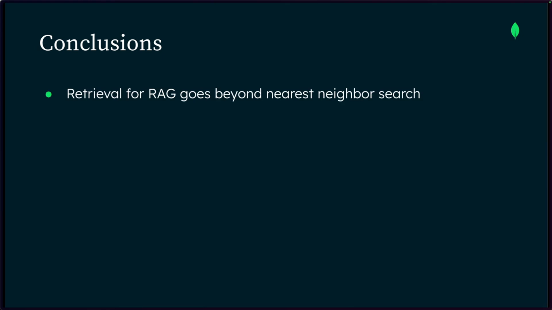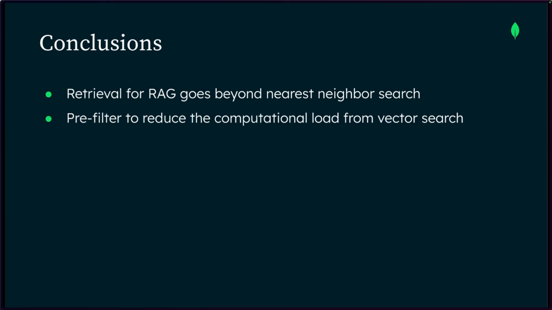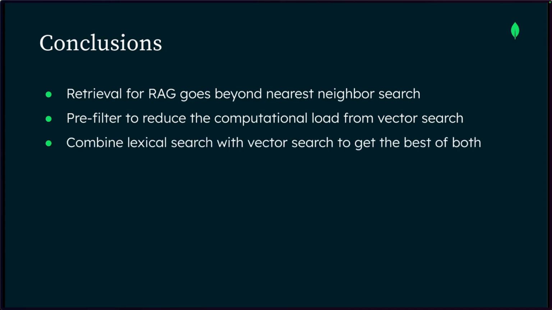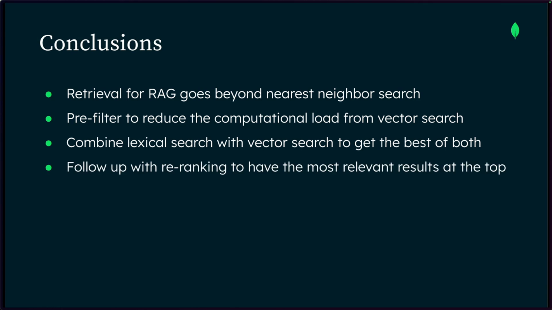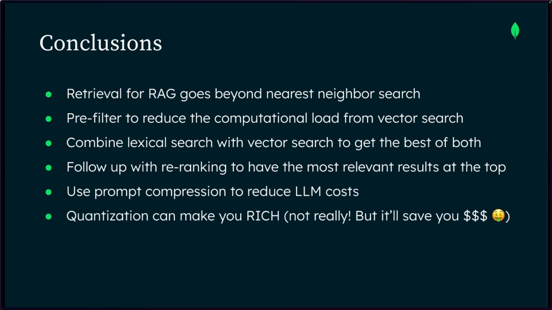So there's more to RAG than just a nearest neighbor search. You should filter using metadata to help reduce the computational load. And then full text search also plays a role in RAG. It can help with accuracy. Use a re-ranking model to make sure that you have the most relevant information at the top of your context window. Make sure that you're not compressing too much. And then quantization can make you rich, or not really, just save you some money.